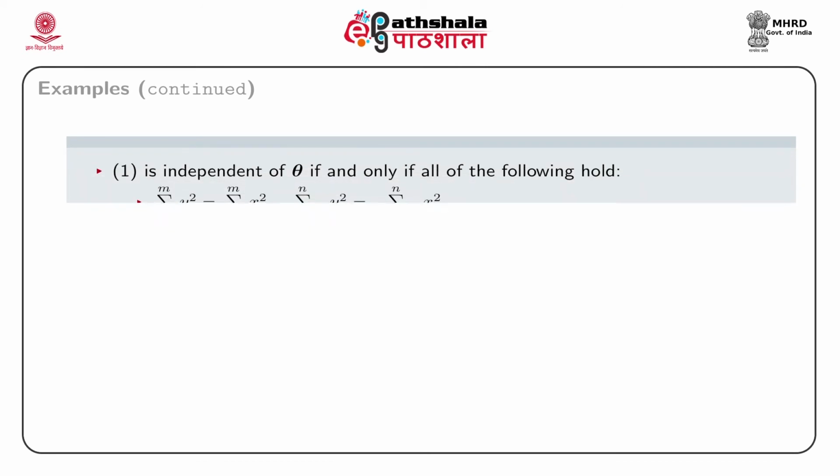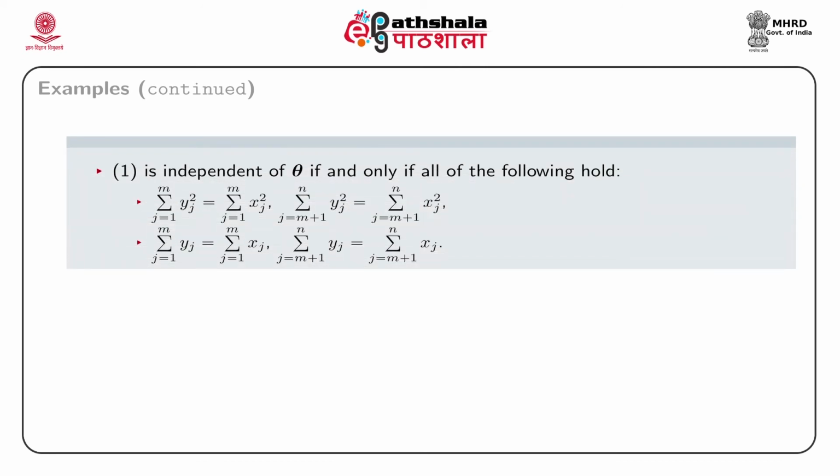which is independent of theta if and only if summation i from 1 to m yi square equals summation over i from 1 to m xi square, summation over i from 1 to m yi equals summation over i from 1 to m xi, summation over i from m plus 1 to n yi square equals summation over i from m plus 1 to n xi square, and summation over i from m plus 1 to n yi equals summation over i from m plus 1 to n xi.